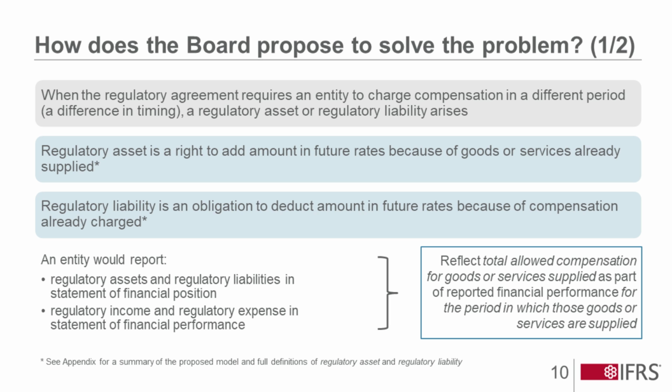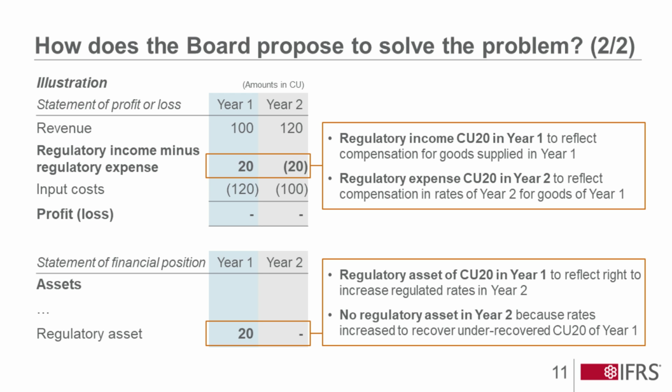To explain better, let's go back to our example and see what the entity would do when applying the proposals. In year one, the entity would report regulatory income of 20 to reflect the compensation for goods supplied in year one that is not included in the rates of the year, and report a regulatory asset of 20 to reflect the right to add the amount in setting the rates for year two.